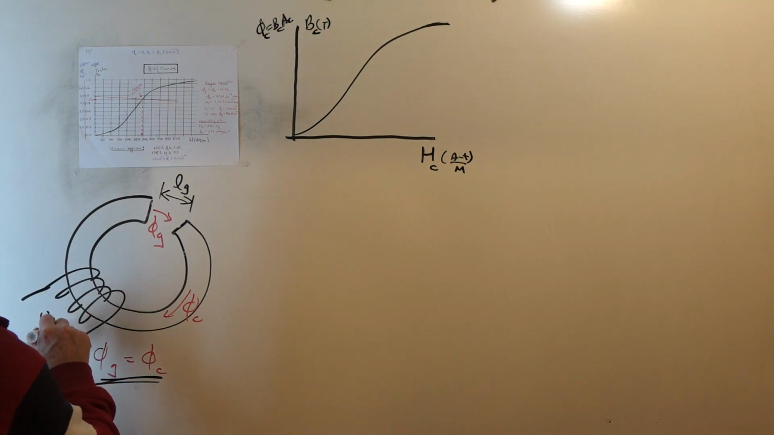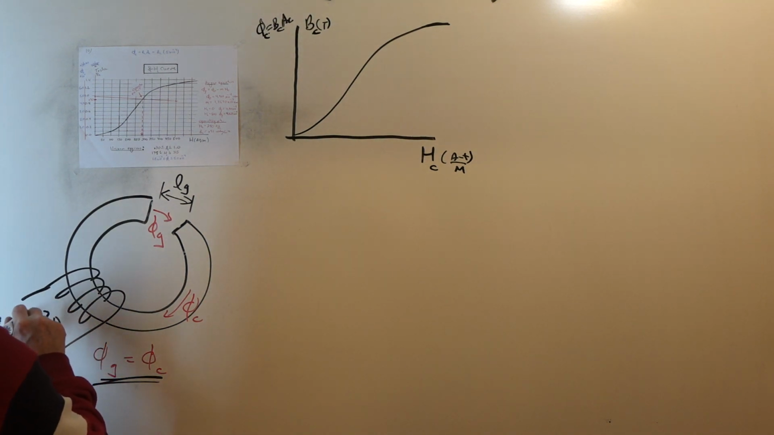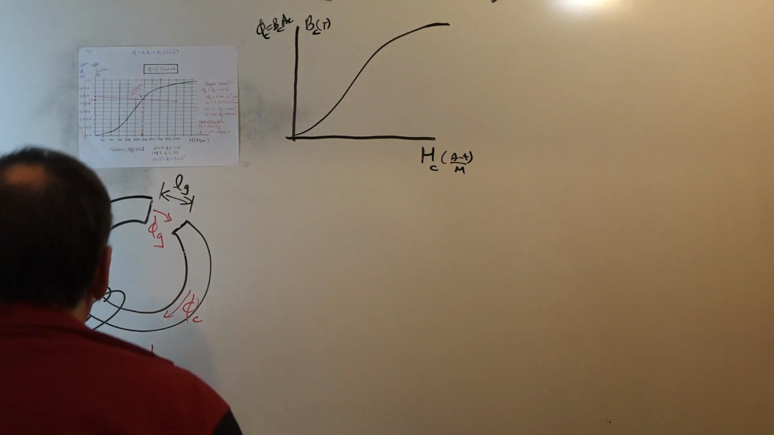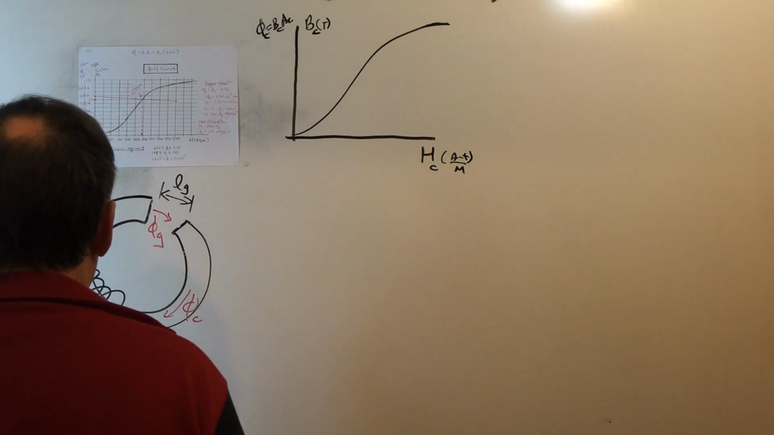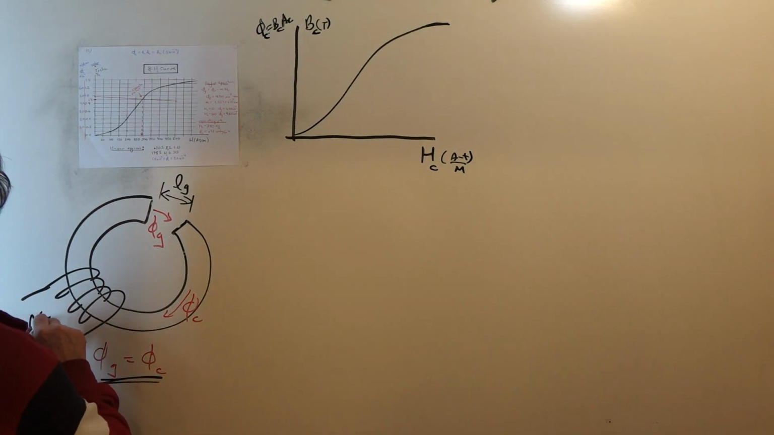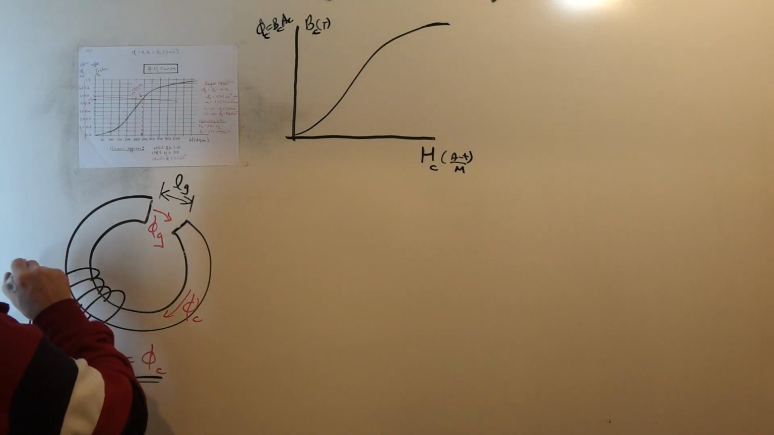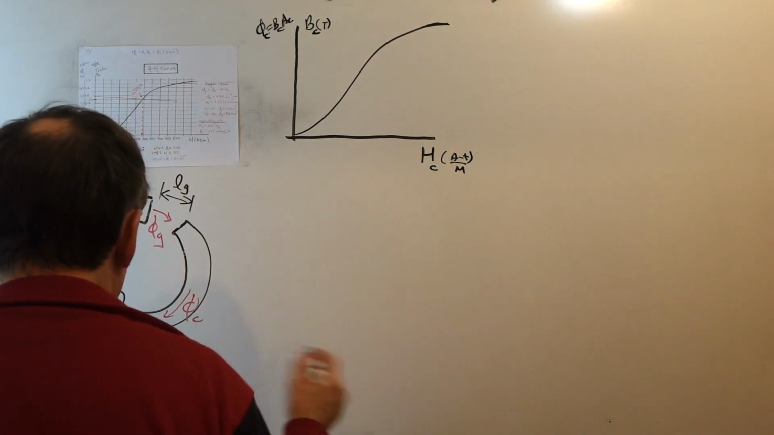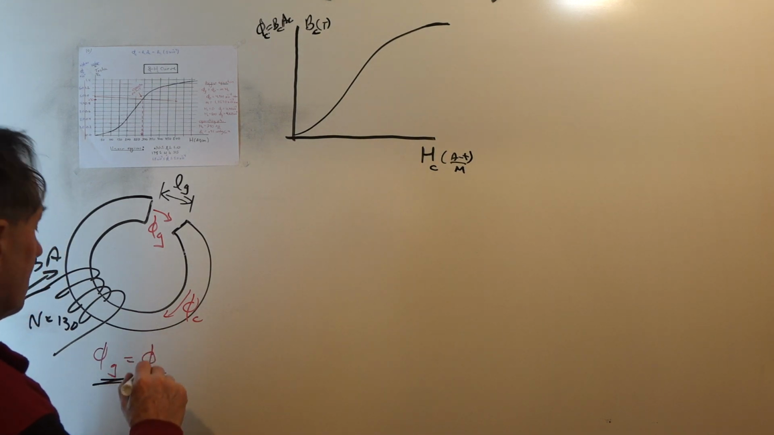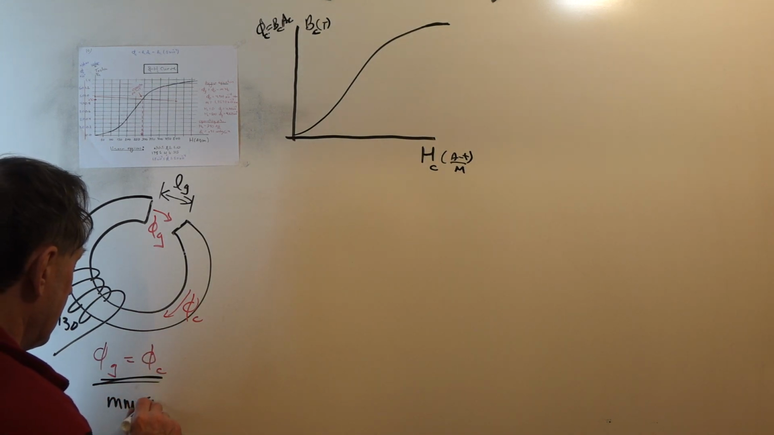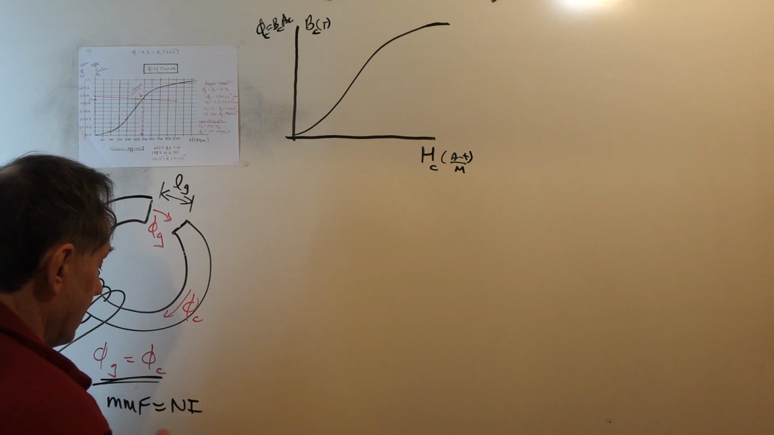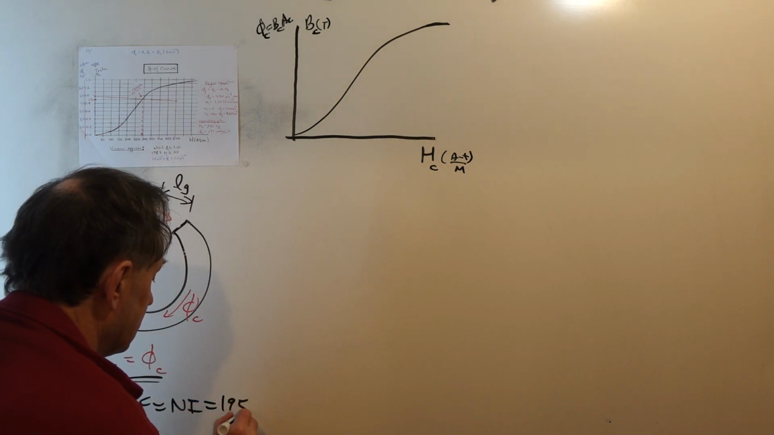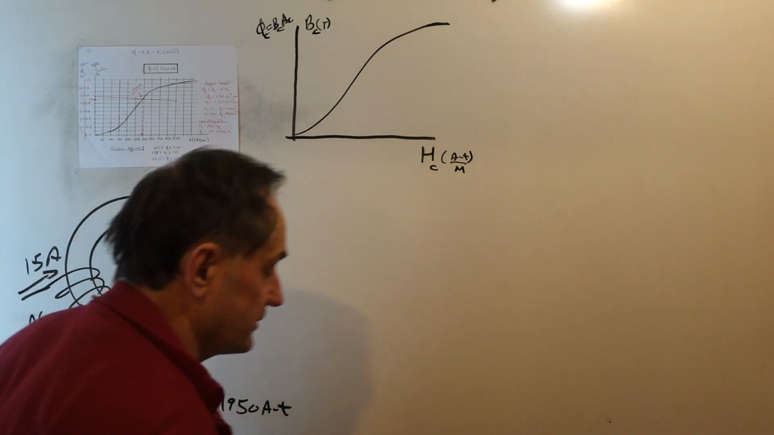We have 130 turns, or N, the number of turns around the core. N is 130, and we have a 15 amp current flowing in the coil. So the magnetomotive force is our ampere-turns, which is 130 times 15, or 1950 ampere-turns.